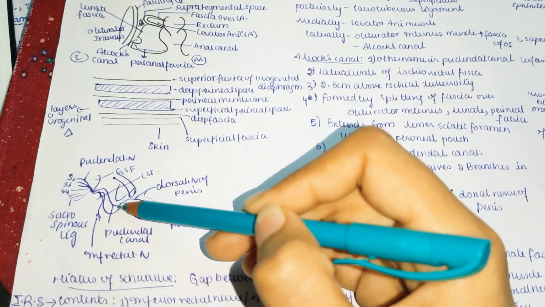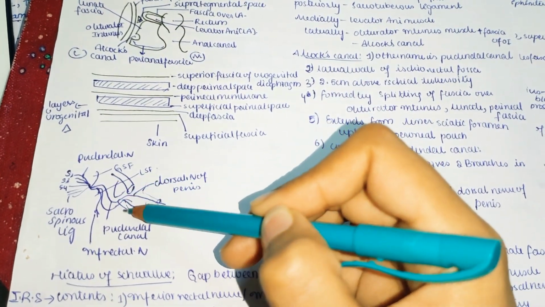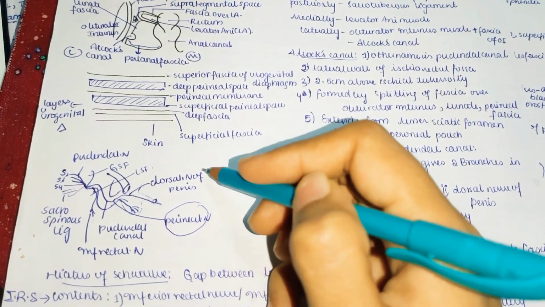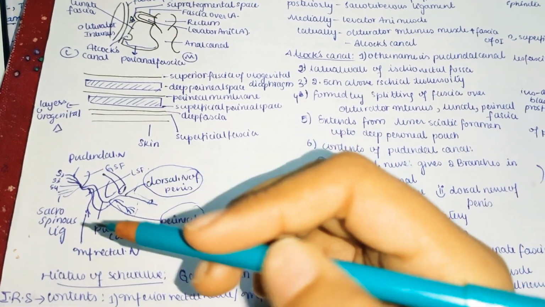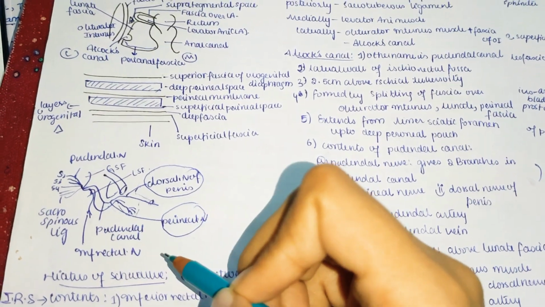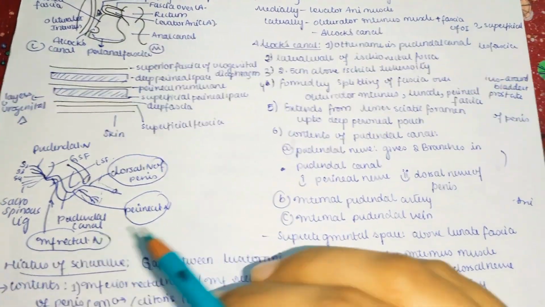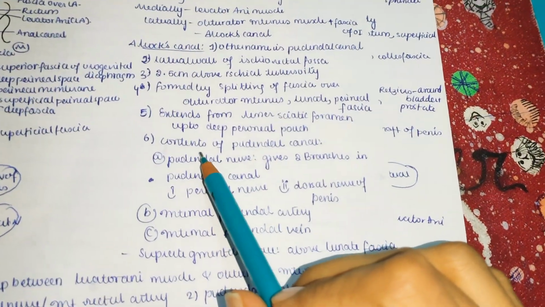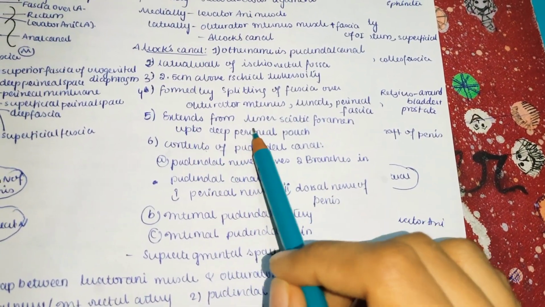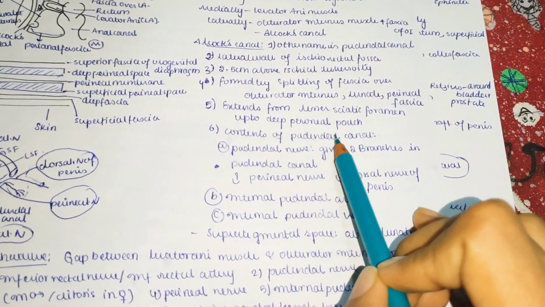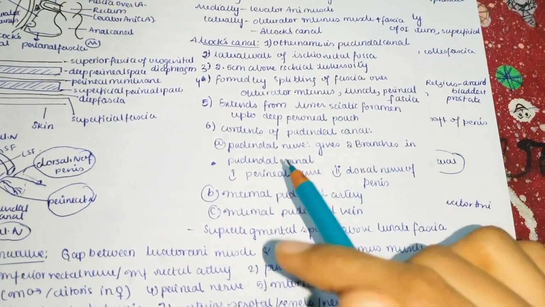So from here the pudendal canal is passing like this, and it is in turn divided into perineal nerve and dorsal nerve of penis. Okay, so this is the pudendal canal, and also it is giving inferior rectal nerve as its branch. So the pudendal canal, you can see it is extending from lesser sciatic foramen up to deep perineal pouch. So it will go deep into deep perineal pouch.